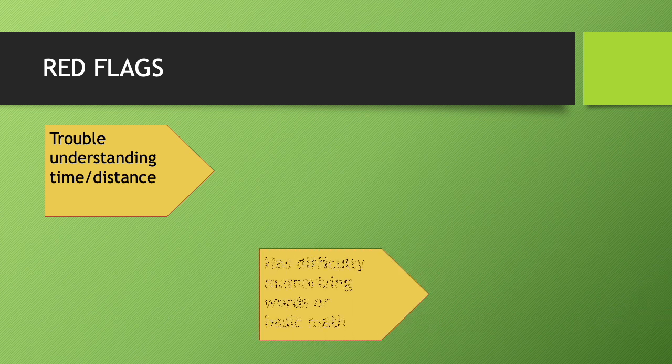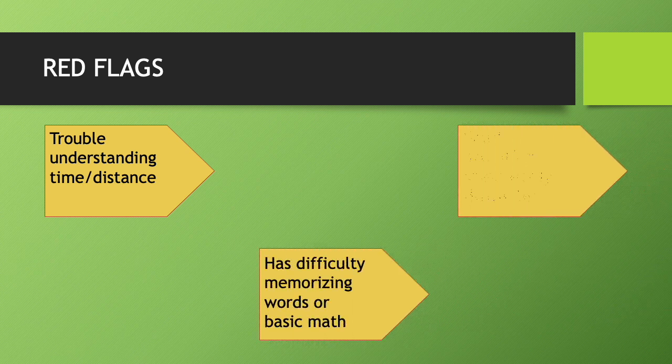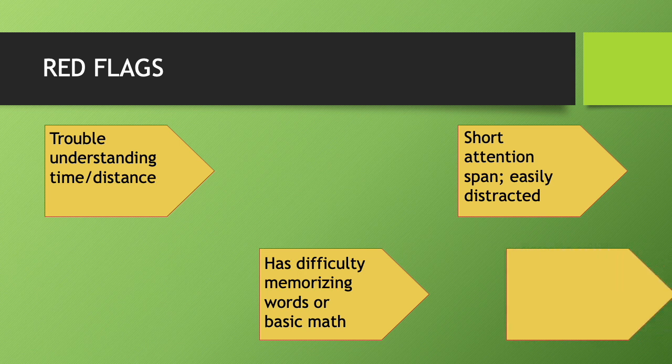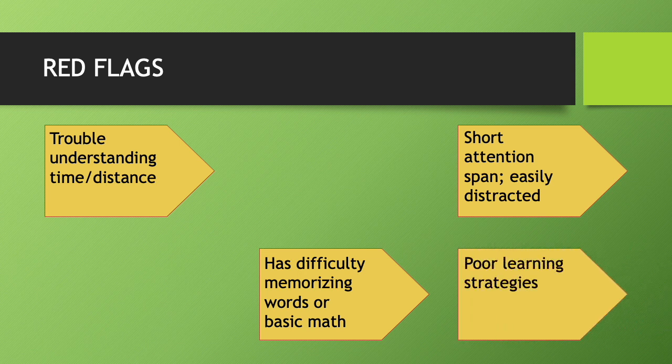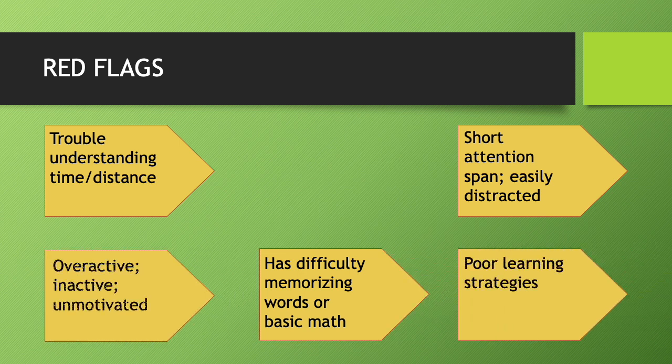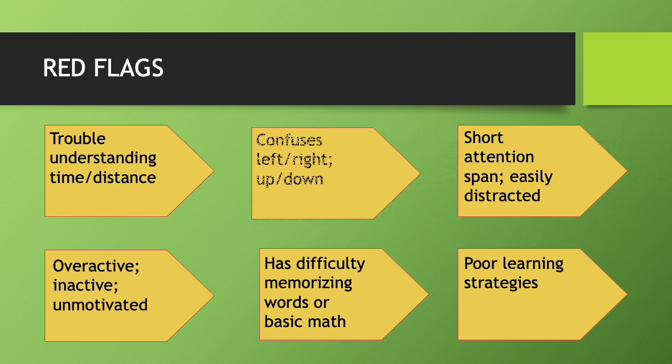A child may have trouble understanding time and distance, or have difficulty memorizing words or basic math. They may also have a short attention span or get easily distracted. They may have poor learning strategies. Perhaps they're overactive, inactive, or just unmotivated. And finally, maybe they confuse left, right, up, and down.